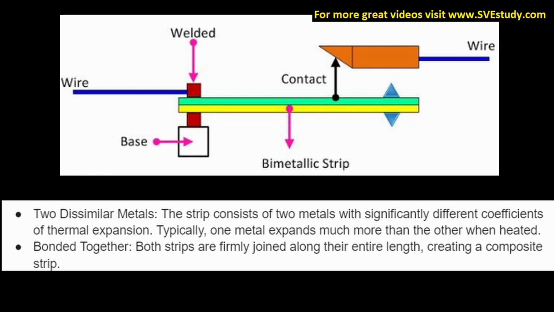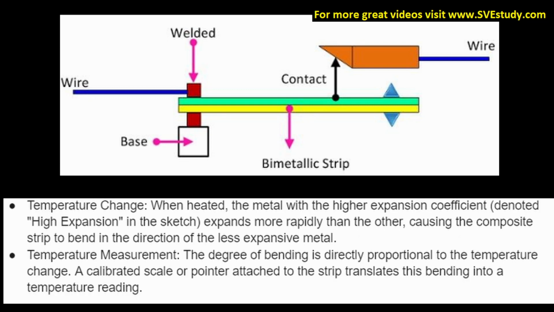The strip consists of two metals with significantly different coefficients of thermal expansion. Typically, one metal expands much more than the other when heated. Bonded together, both strips are firmly joined along their entire length, creating a composite strip. Temperature change. When heated, the metal with the larger expansion coefficient, denoted high expansion in the sketch, expands more rapidly than the other, causing the composite strip to bend in the direction of the less expansive metal.